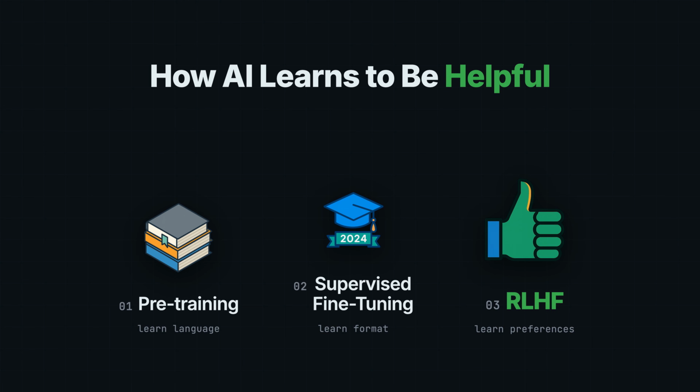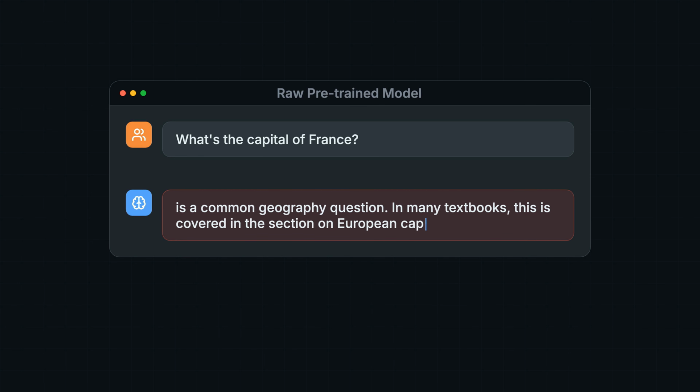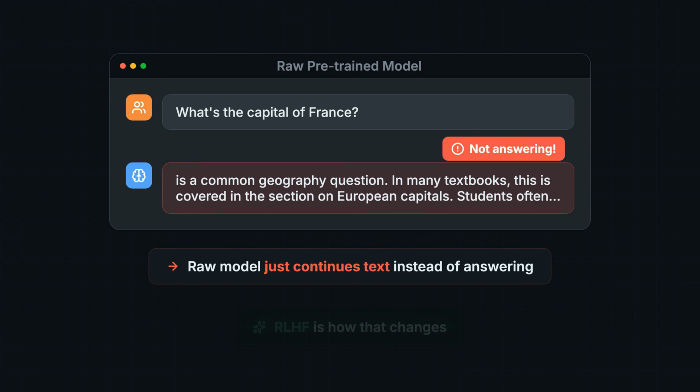Why do AI assistants actually try to be helpful? A raw, pre-trained model doesn't behave like an assistant. Ask it a question, and it might just continue the text, as if it were a common geography question in many textbooks. It has no concept of answering you.